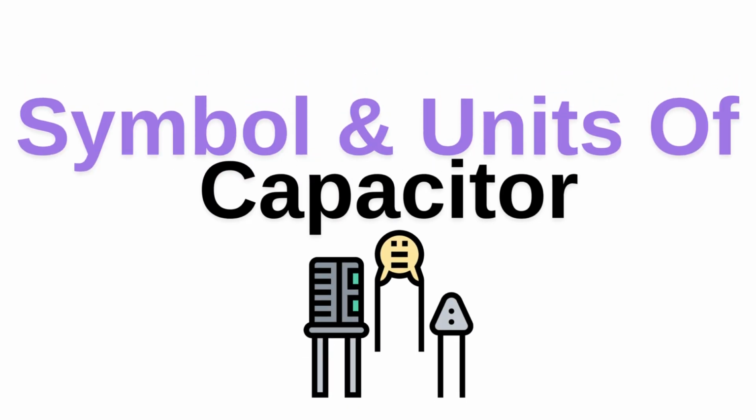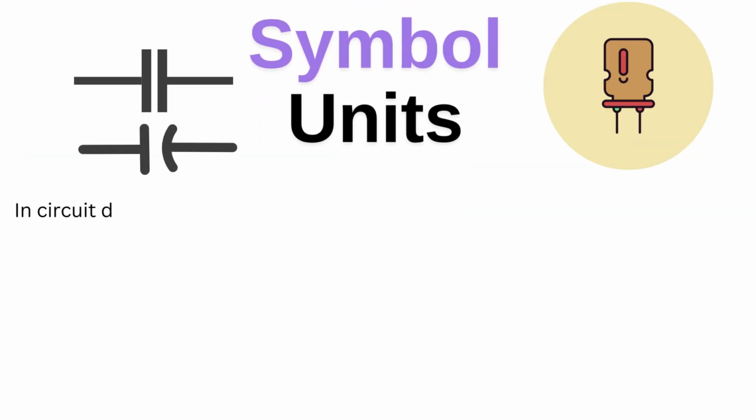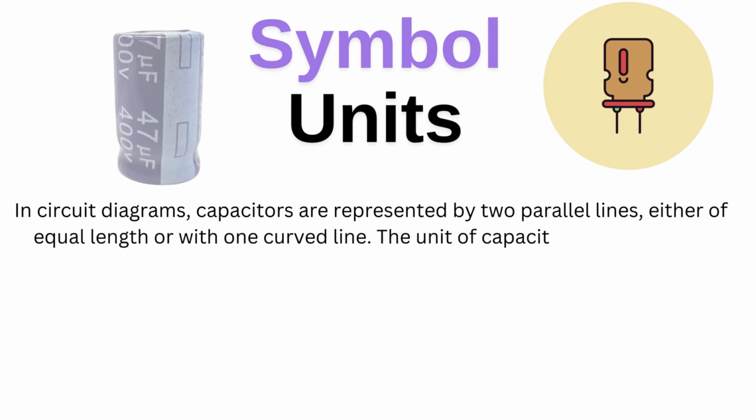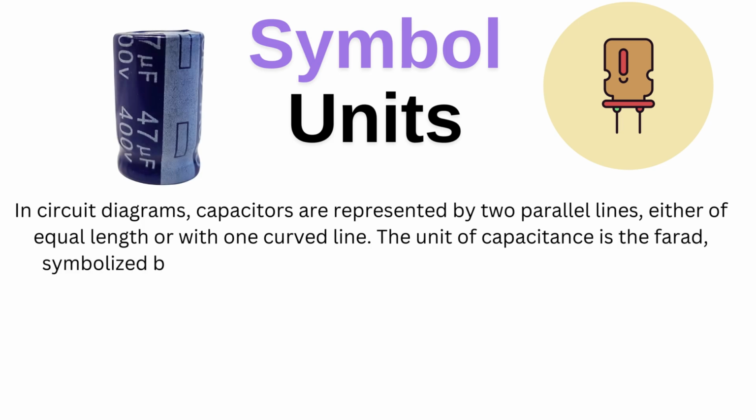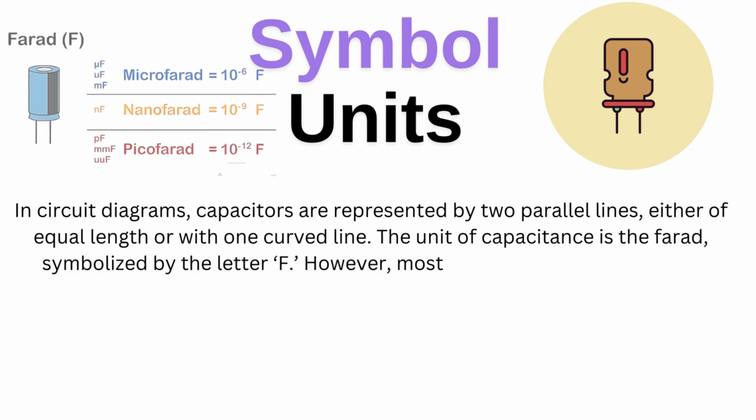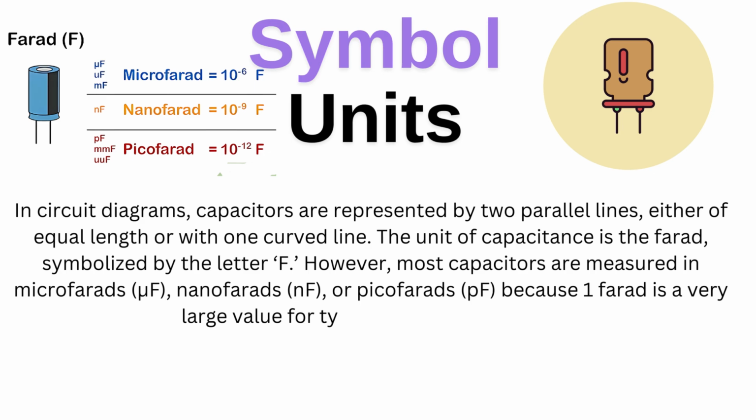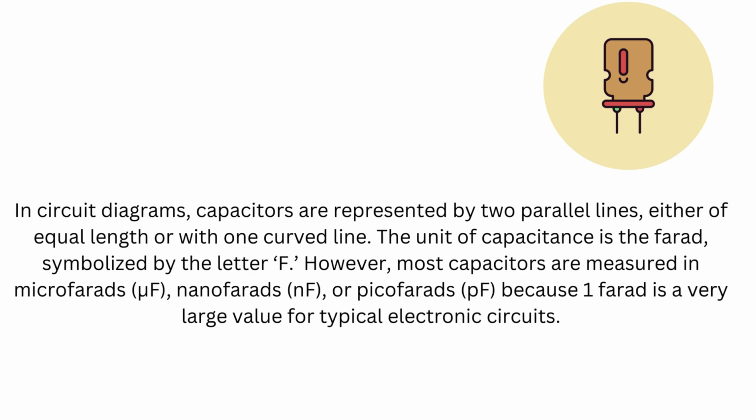Symbol and units. In circuit diagrams, capacitors are represented by two parallel lines, either of equal length or with one curved line. The unit of capacitance is the farad, symbolized by the letter F. However, most capacitors are measured in microfarads, μF, nanofarads, nF, or picofarads, pF, because 1 farad is a very large value for typical electronic circuits.